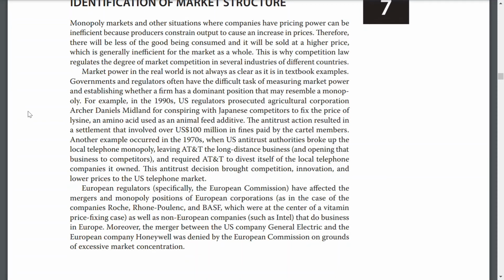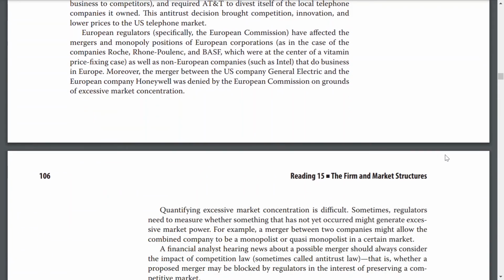telephone market. European regulators, specifically the European Commission, have also affected the mergers and monopoly positions of European corporations, as in the case of the companies Roche, Rhône-Poulenc, and BASF, which were the center of the vitamin price-fixing case, as well as non-European companies such as Intel that do business in Europe. Moreover, the merger of the U.S. company General Electric and the European company Honeywell was denied by the European Commission on grounds of excessive market concentration.